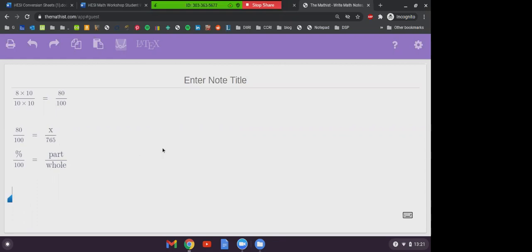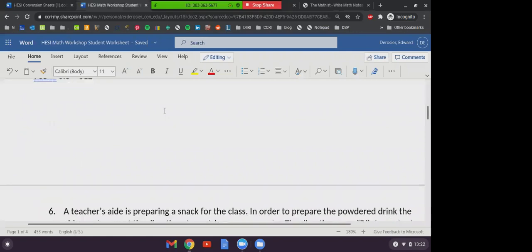Okay, and again, you'll do the whole thing. It's going to be 100x equals 80 times 765, which is 61,200. Whether by decimal or by using a proportion, you're going to get the same answer. Okay, and again, use your calculator as much as you can. Okay. All right, number 6.